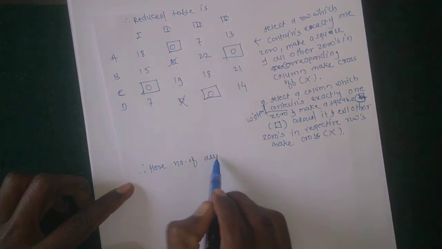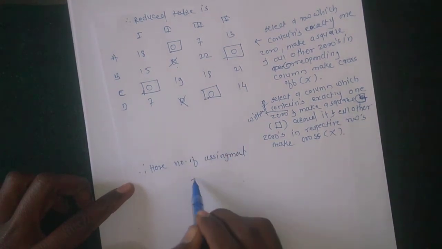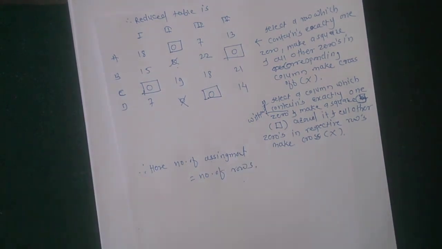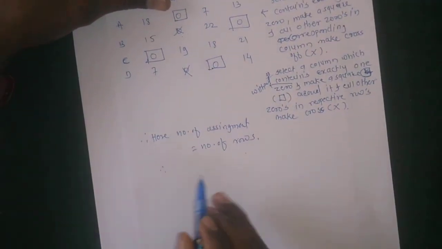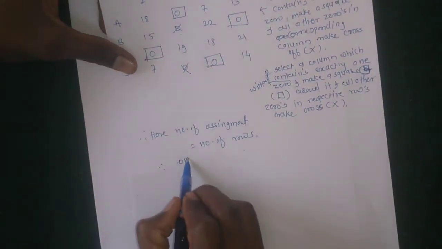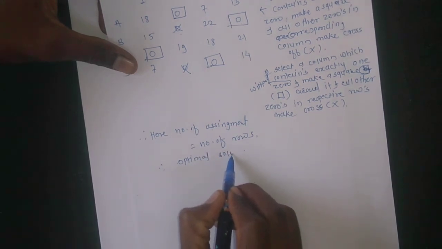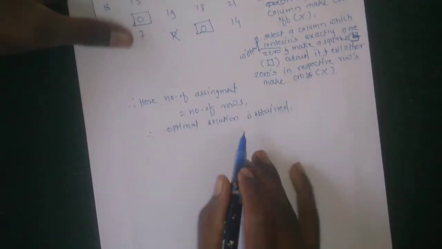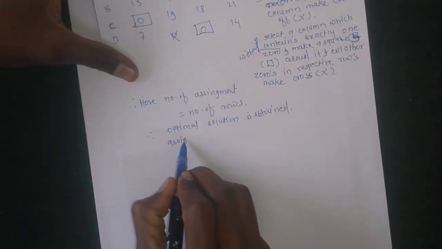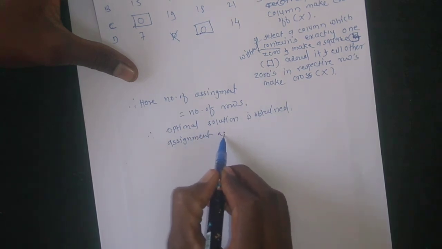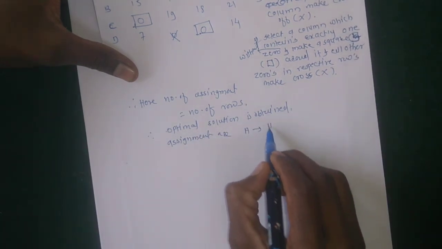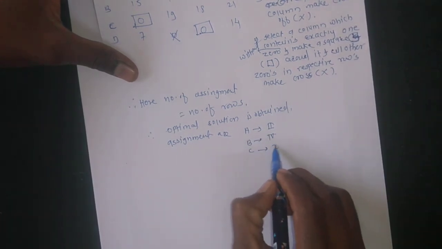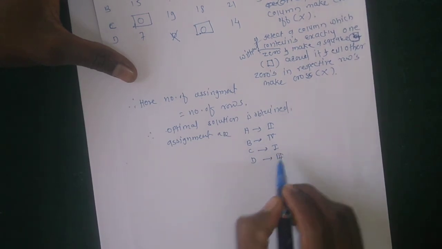Here the number of assignments is equal to the number of rows, and therefore we get an optimal solution. The optimal assignments are: for A the second, for B the fourth, C has the first, and D has the third.